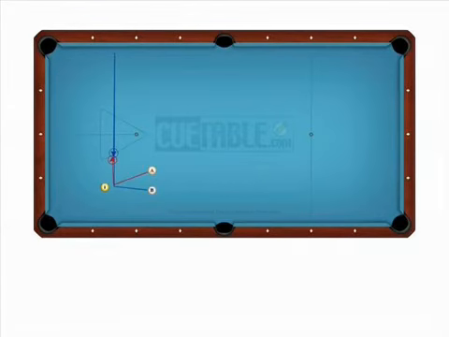If the cut angle is very shallow, or another way of saying it, if the cut angle is close to straight in, it's very easy to control and you can just stun the cue ball over a few inches. However, the deeper the angle gets, the more severe the cut angle gets, the harder it's going to be to control that over a short distance. So the better option is to stun to the side rail and come back.